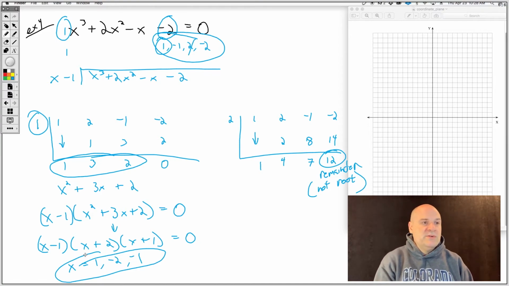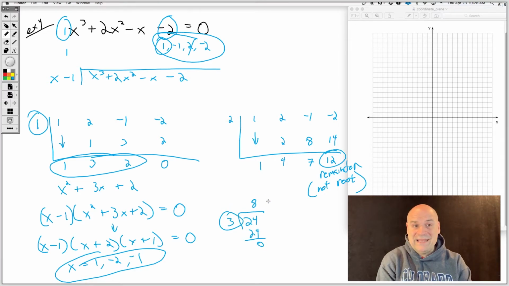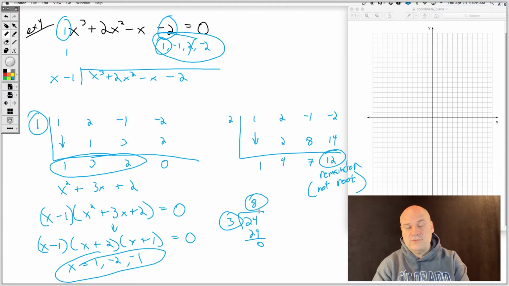So you can use that root and the answer you got to that synthetic division problem, because basically if you're trying to figure out if 3 is a root of 24, well, yes, because there's no remainders. So now you know 2 roots. 3 and 8 are both factors of 24.